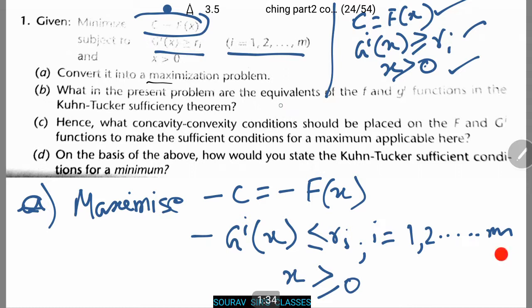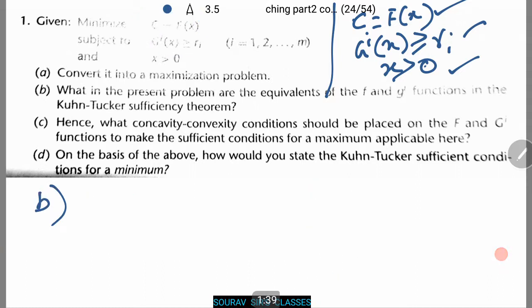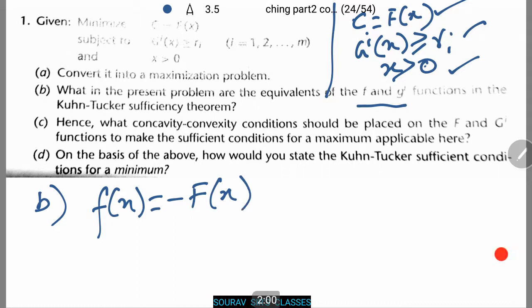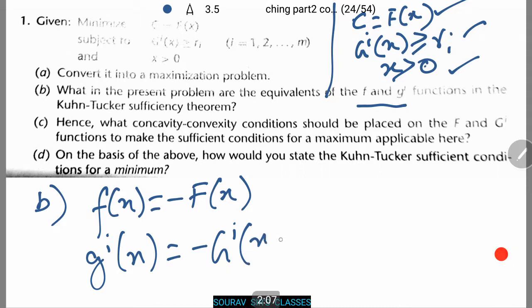Next we see what question number B has to offer. We have to find out whether the present problem has the equivalents of the f and g^i functions in the Kuhn sufficiency theorem. Notice here small letter f and g^i are given, signifying different functions. That is f(x) equals minus f(x), g^i(x) equals minus g^i(x). This is the condition that has been asked in question number B.